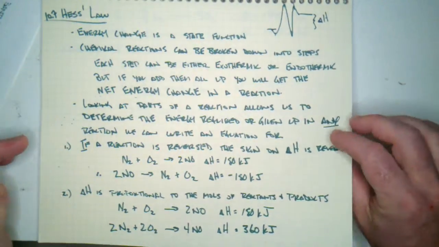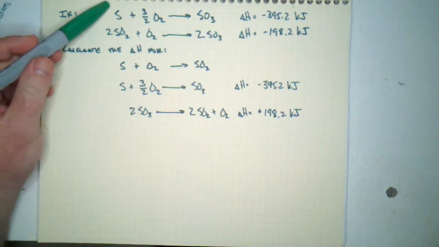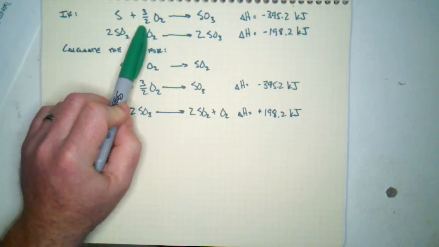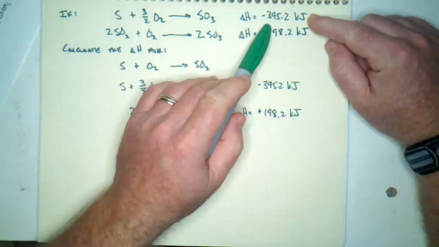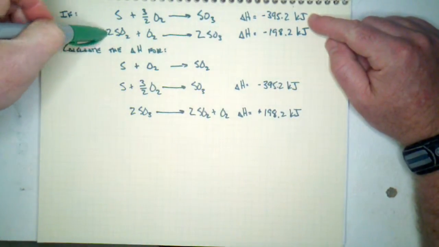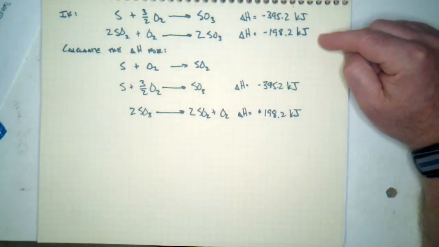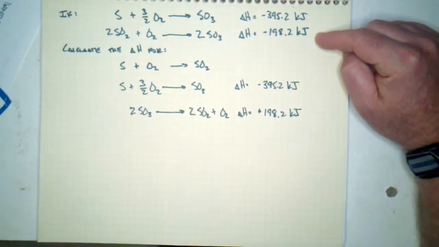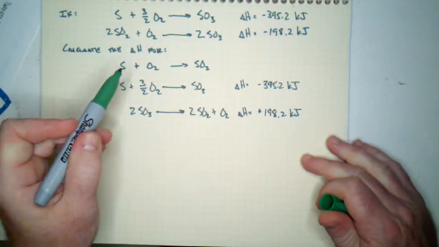So, how do we actually use that in solving a problem? Well, a typical problem will give you the half reactions, like this. Sulfur plus 3/2 of a mole of oxygen gives you sulfur trioxide, and that gives up 395.2 kilojoules of energy. And you get another half reaction, 2 sulfur dioxides plus oxygen give you 2 sulfur trioxides, and that gives up 198 kilojoules of energy. So then you'll be asked to calculate the delta H for a particular reaction.